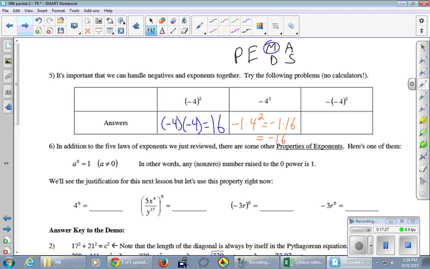Okay, next example. What are we doing here? This guy. Okay, that negative sign I'm going to copy here. -4 squared, we've seen it already. What is that? That's +16. And so our answer is just plain -16.